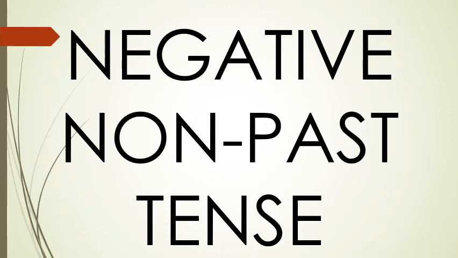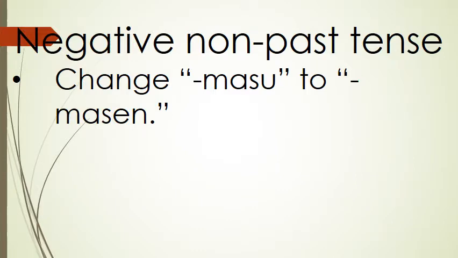Hello everyone. In our previous lesson, we learned how to use the positive non-past tense. In this lesson, we're going to learn how to use the negative non-past tense. So if you know how to make the positive non-past tense, making the negative non-past tense is pretty easy. You just take a verb that's been conjugated to the positive non-past tense, and you change mas to masen.